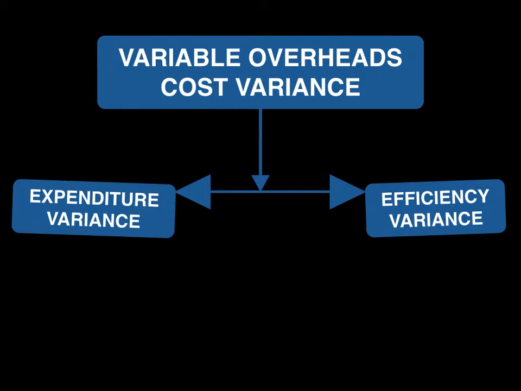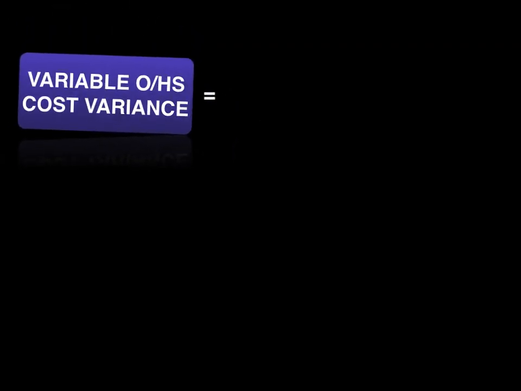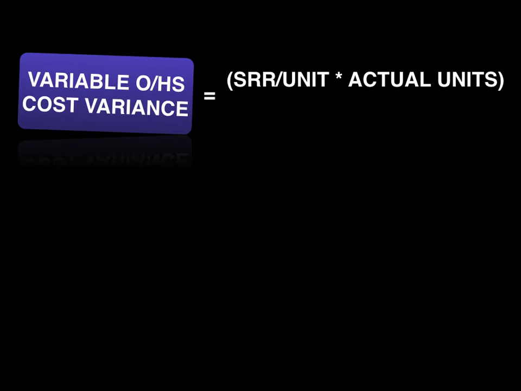Often a question like this can be asked in the examination. Cost minus expenditure variance is efficiency variance. Cost minus efficiency variance is expenditure variance. And expenditure variance plus efficiency variance is cost variance. Alright. Now the formula is, let's see. First of all, cost variance, variable overhead cost variance. So the formula goes like this: SRR per unit multiplied by actual units minus the actual overheads.